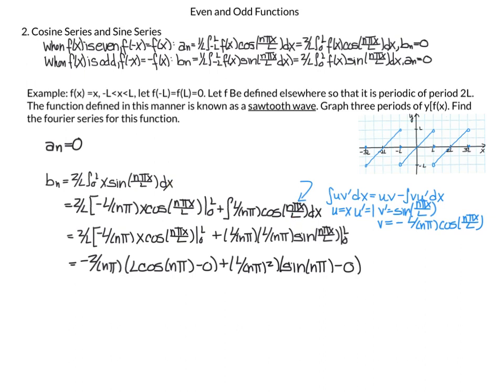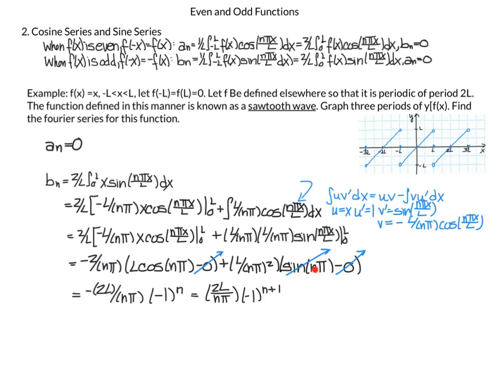And I have the integral here. I did have to use integration by parts, but we've done a lot of these integrals in previous videos, so I'll just say at the end, we come up with minus 2 over n pi, L cosine of n pi minus 0, plus L over n pi squared sine of n pi minus 0. A couple of things cancel out. Of course, the zeros go away.